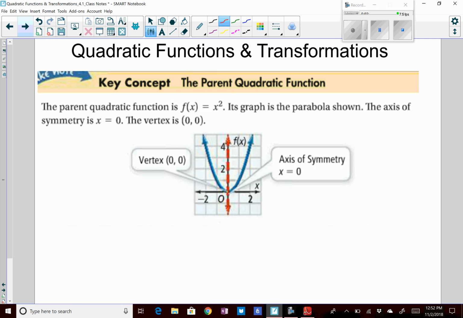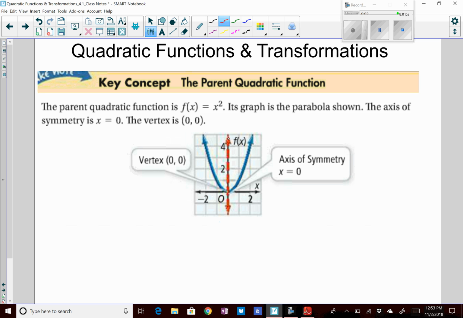Here we see the parent function of a quadratic graph. So here we have f of x equals x squared, which is the parent function. So that's our parabola here in blue. And you notice that they show us an axis of symmetry of x equals 0. That's the red line here.